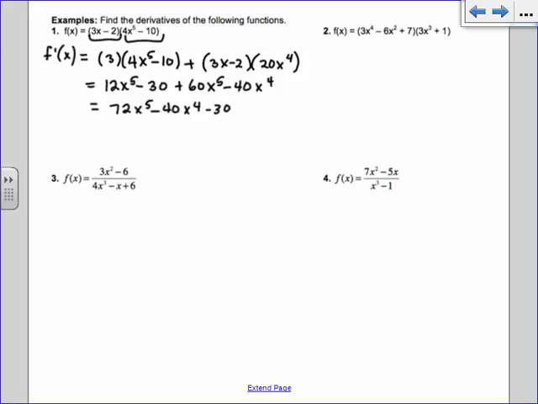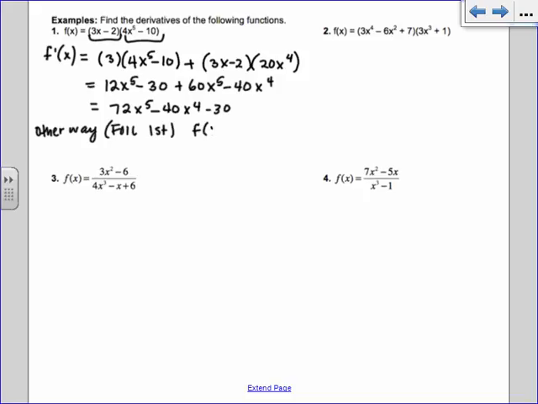What do you think? Do you think that was easier than foiling out or harder? The foiling is actually easier. This is not why the product rule was invented, for things like this. So I could do this another way. I could FOIL first.